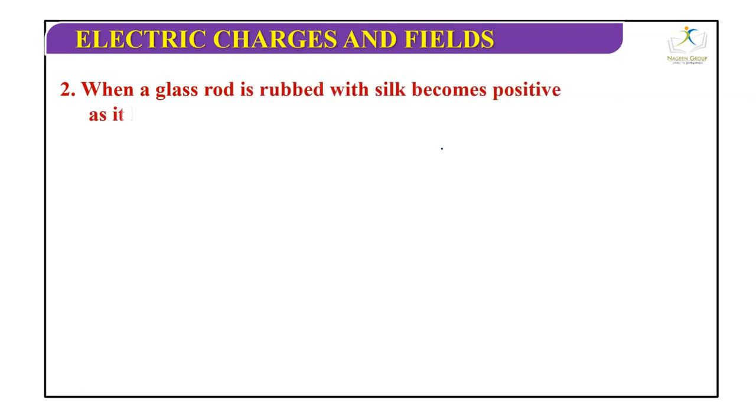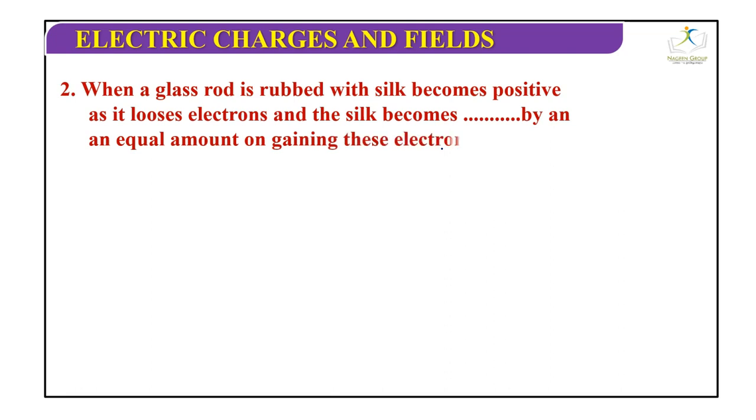Next question we have: when a glass rod is rubbed with silk, it becomes positive because it loses some electrons, and the silk becomes dash by an amount which is gaining some electrons. Positive, negative, zero, neutral. Very good. Your answer is correct. That is negative.